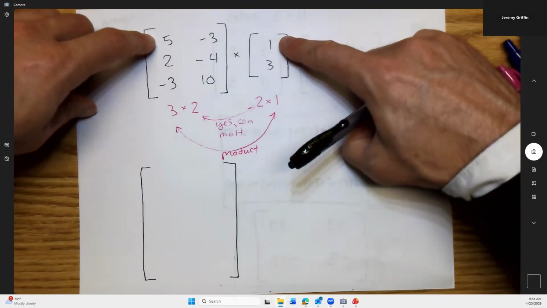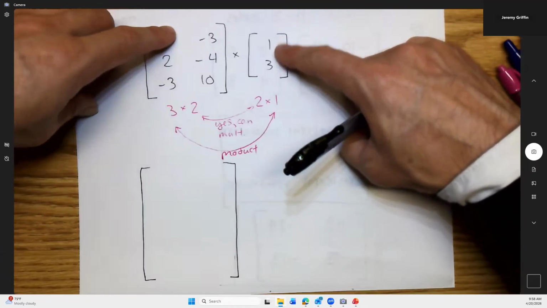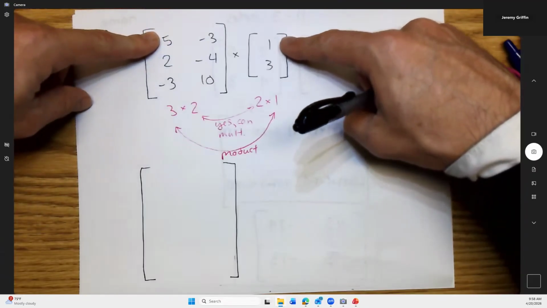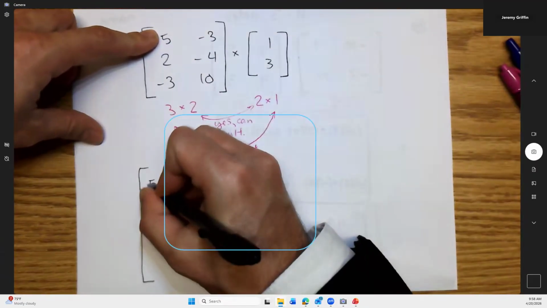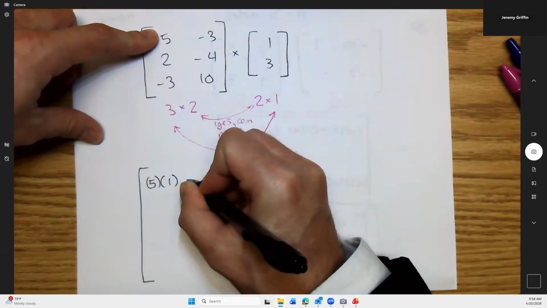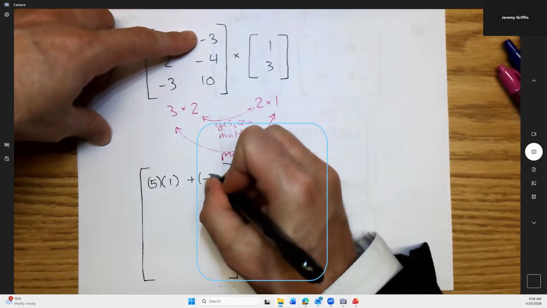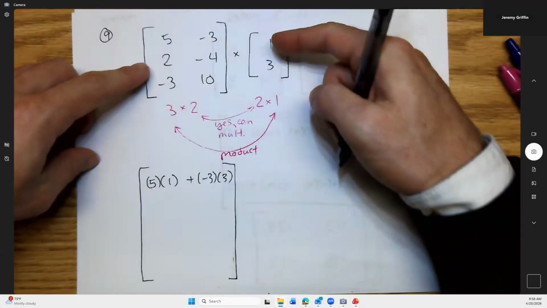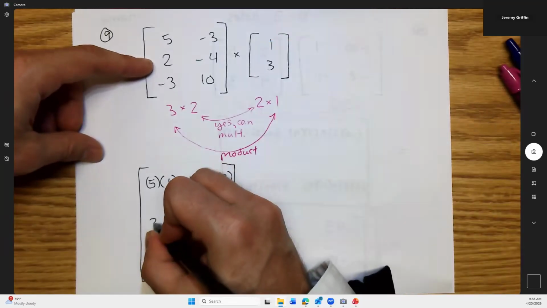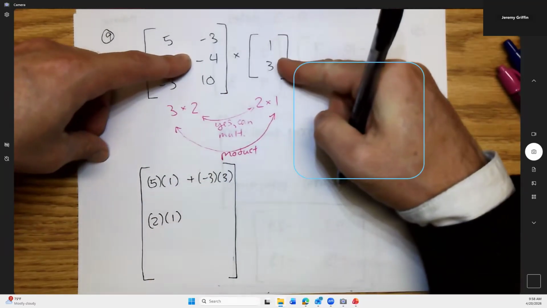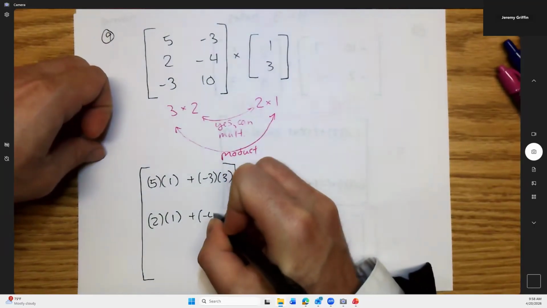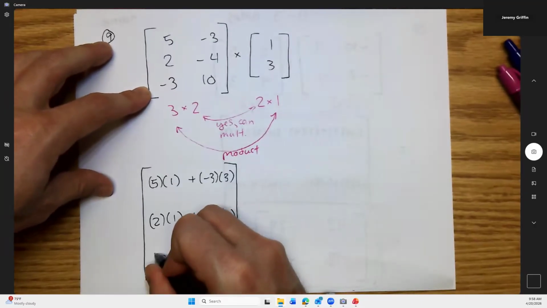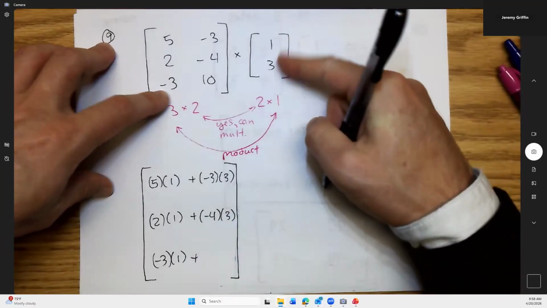All right. So going across the row in the first one and down the column in the second one, actually, I want the column in the second one. Okay, so it's 5 times 1 plus negative 3 times 3. Like that. Second row, 2 times 1 plus negative 4 times 3. Third row, negative 3 times 1 plus 10 times 3.